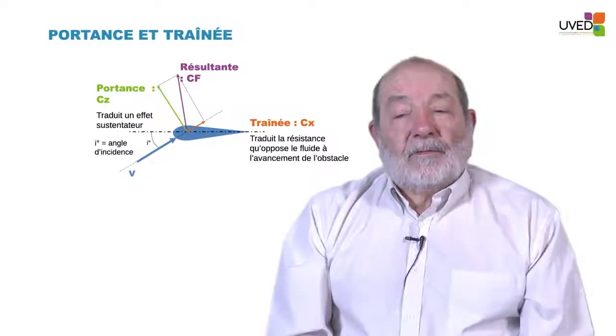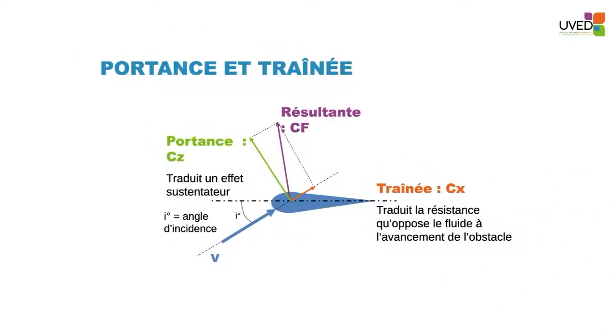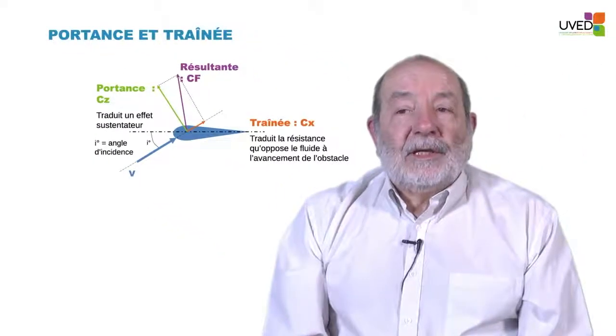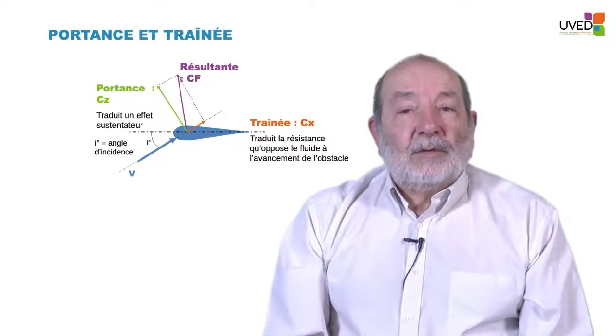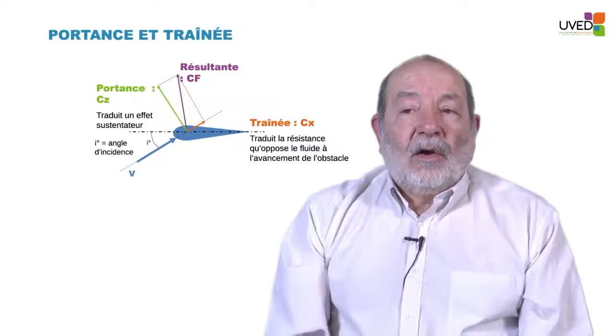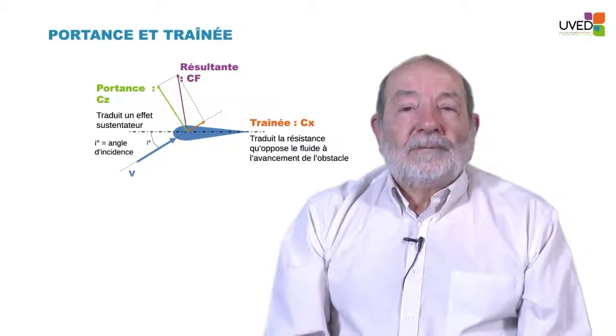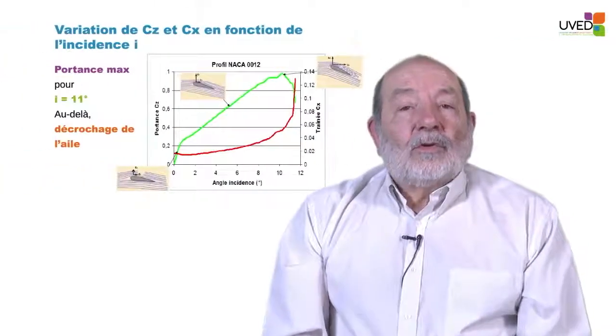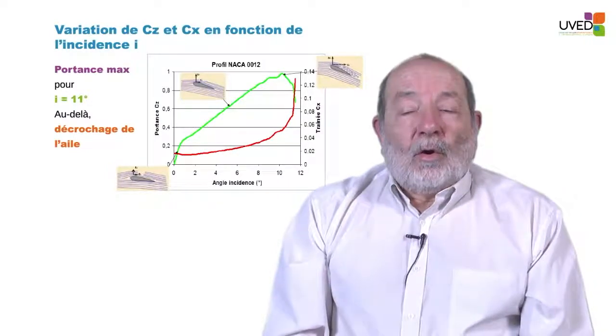When the profile is symmetric, we see that if small i equals 0, the two courses above and below the wing are the same, so the pressures are equal and the lift force is 0. We understand the same thing on the next graph.